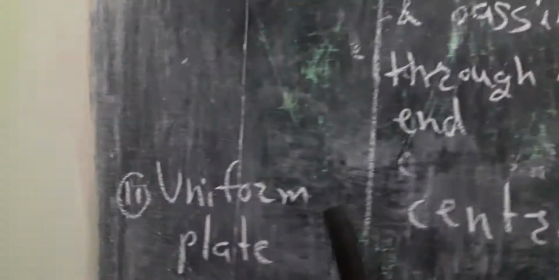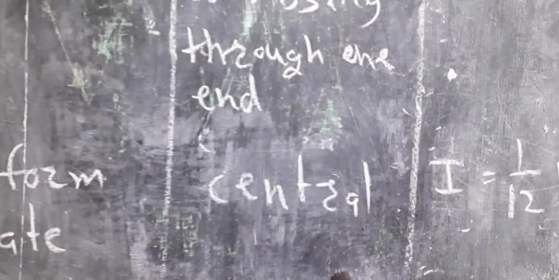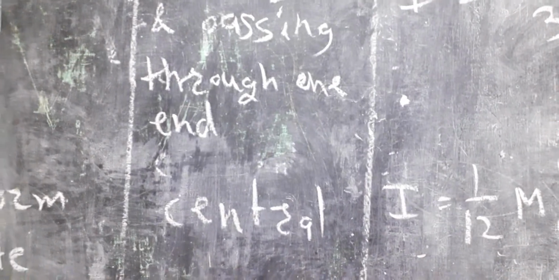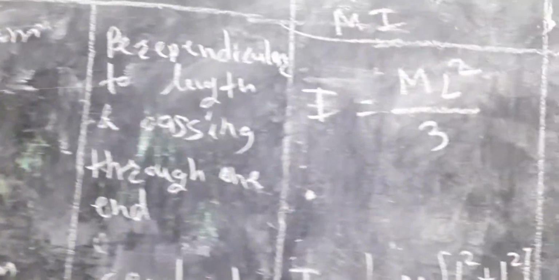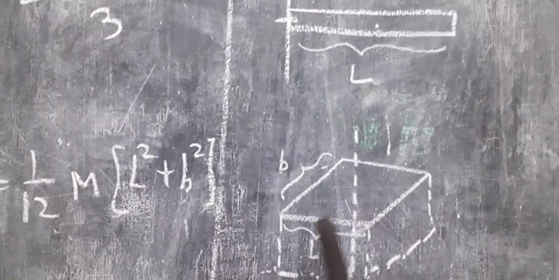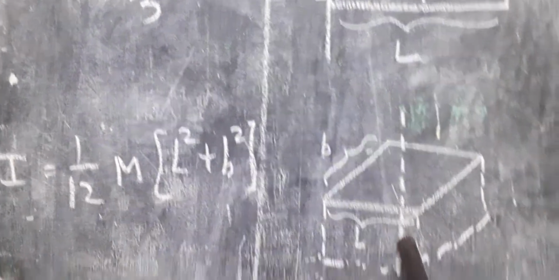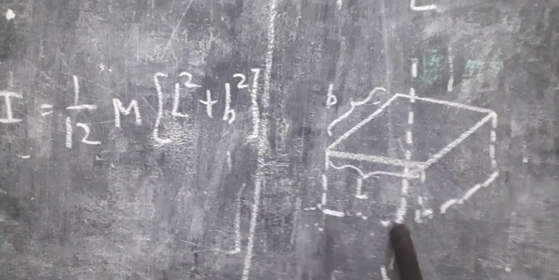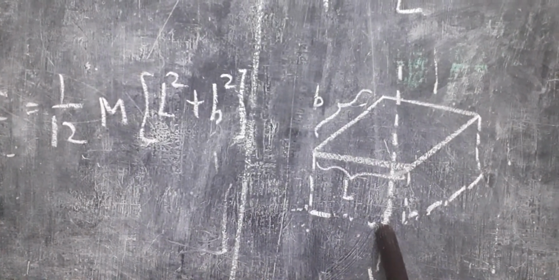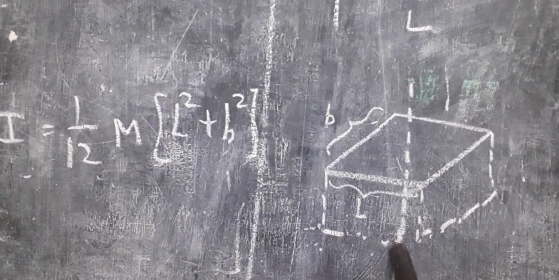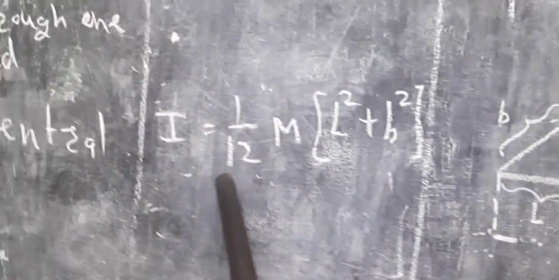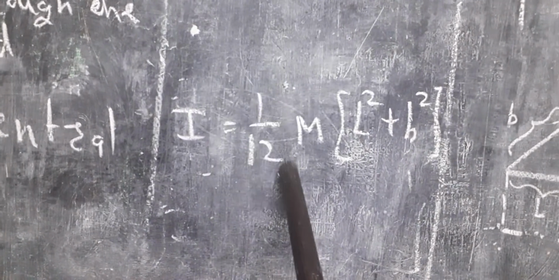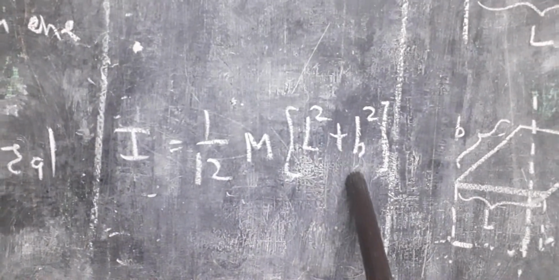The next object is a uniform plate. Here again the axis passes through the center point, that means the center of mass, point of symmetry, central. In the diagram, this is the plate, this is the length, this is the breadth, and the dotted line indicates the axis passing through the center of mass, the point of symmetry. In this case the moment of inertia of the plate is 1/12 M (L² + B²), square bracket complete.